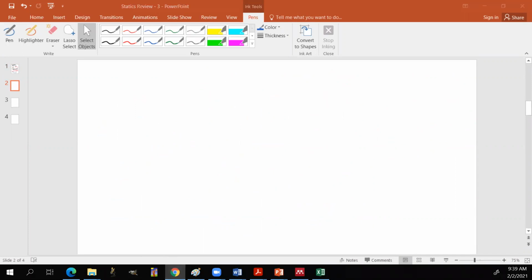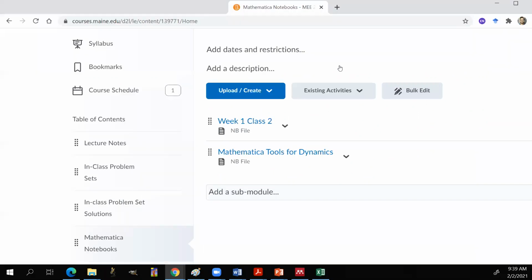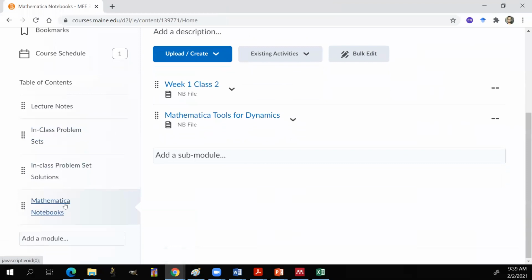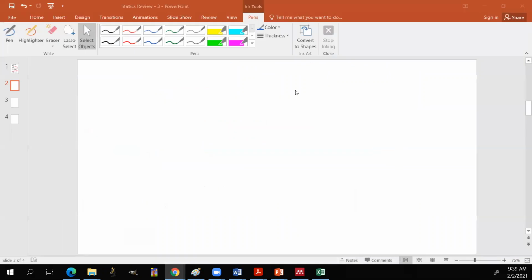Let me show that to you guys real quick. If you go to the folder Mathematica Notebooks, you'll see a new notebook there called Mathematica Tools for Dynamics. And there you'll find an example of integration and an example of differentiation as well. So feel free to use that to do your problems when you're doing them for your homework.